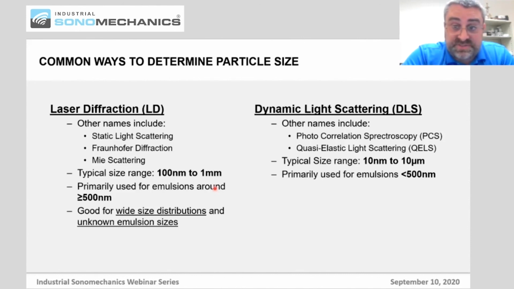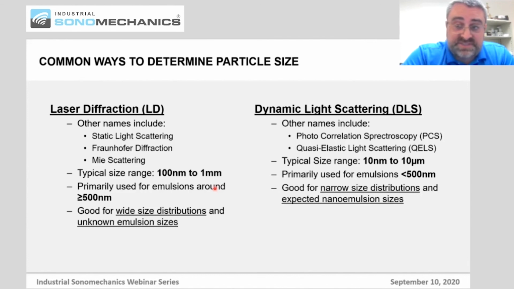This technique is really good for narrow size distributions, especially in the nano range, less than 500 nanometers, more like less than a micron really, but less than 500 nanometers down to all the way about a few nanometers. And it's nice if you have an expected size. So if you've measured something with laser diffraction and figured out where your emulsion is, you can use dynamic light scattering to kind of fine tune it.